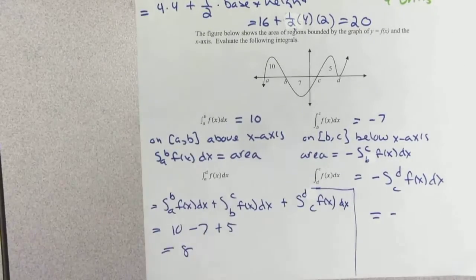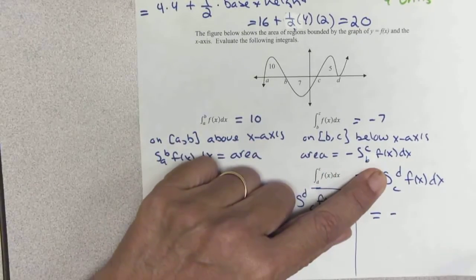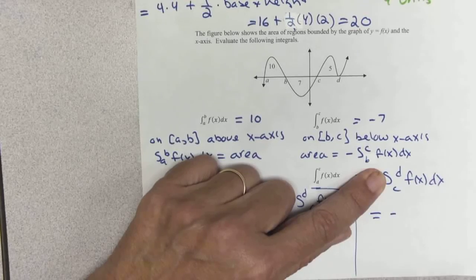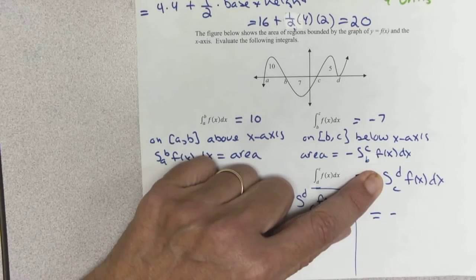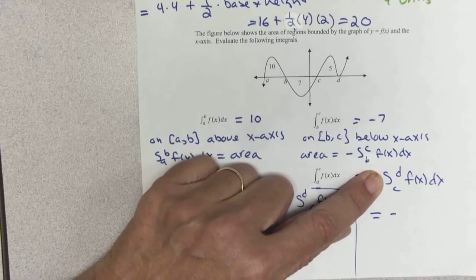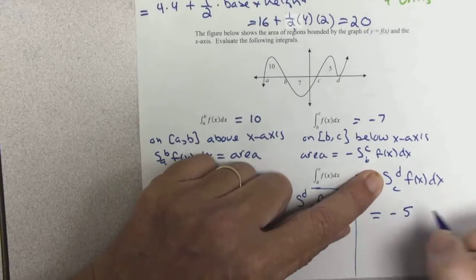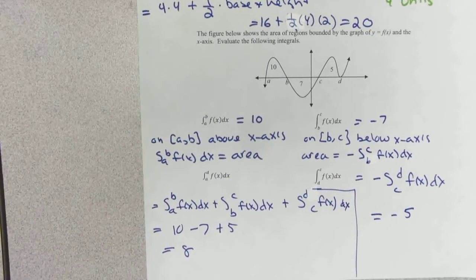So that negative is just going to hang out, and then just looking at that, that's above the x-axis. Just looking at the integral itself, that's above the x-axis. If I'm above the x-axis, the definite integral equals the area, and so that has to be negative 5. And that is the end of this section.